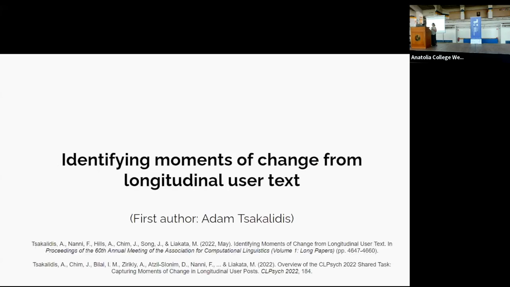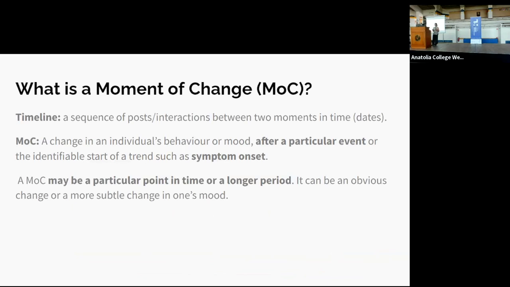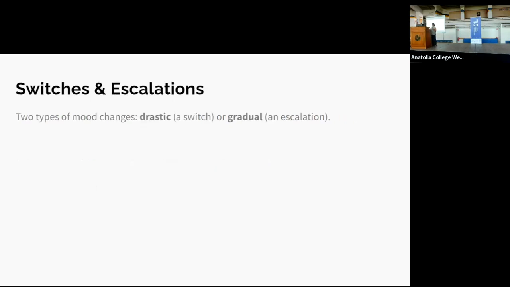So I'll now zoom in on some of the work more specifically on identifying moments of change from longitudinal user text. This was from ACL last year. An important notion here is what we consider to be a moment of change. You have a sequence of posts and interactions between two moments of time, which we call a timeline, and then a change can be a change after a particular event, or a trend, or a symptom onset. But in this particular context, we're looking at a change in mood.